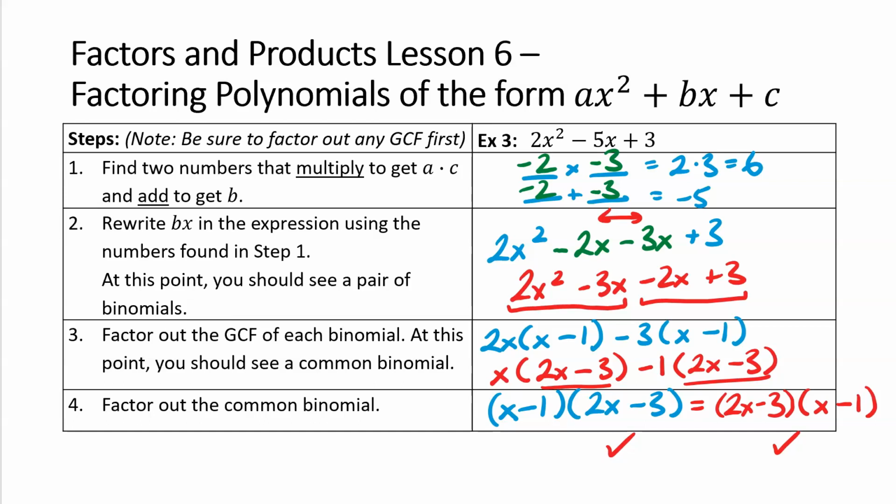So as long as you select the correct two numbers, the negative 2 and negative 3, and go through the process, you're going to end up with the correct answer, regardless of the order that you wrote those two numbers. Okay, so let's go through a few more examples and we'll pick up the pace a little bit.